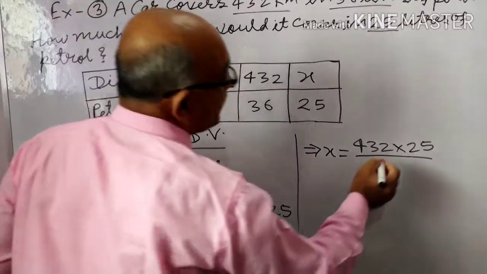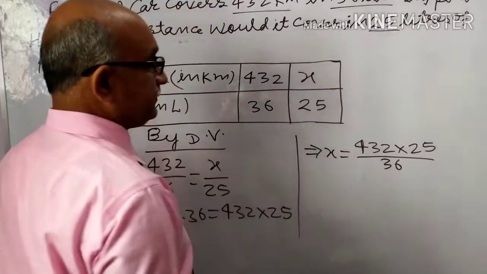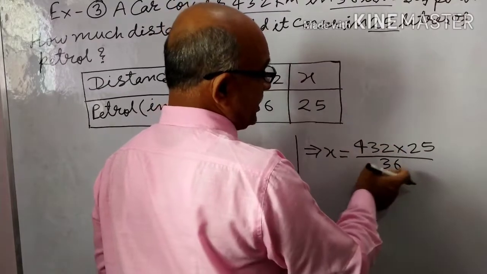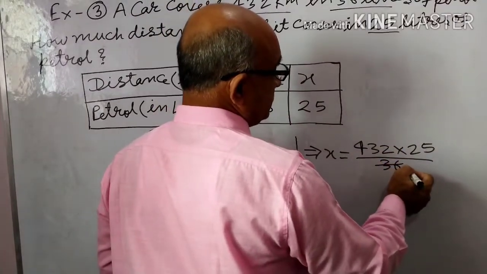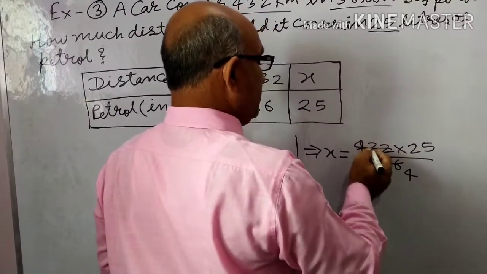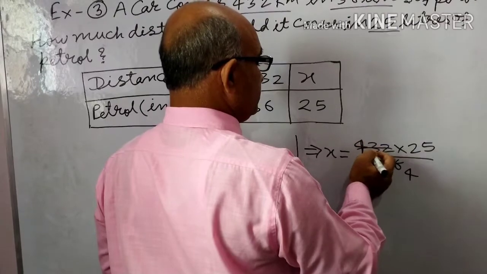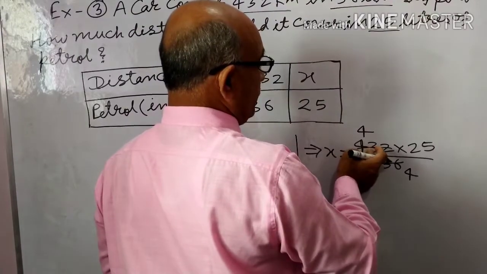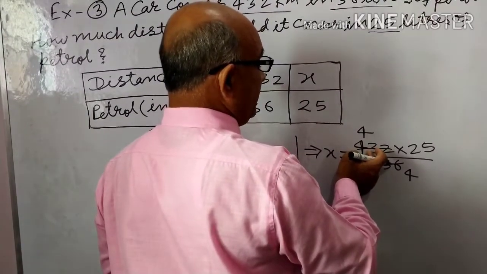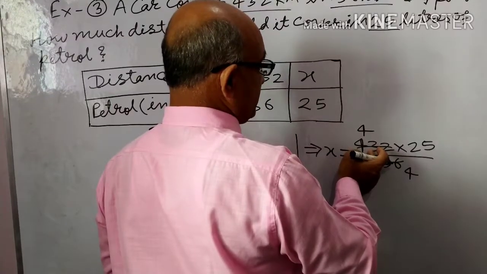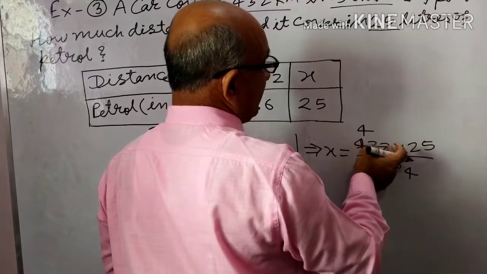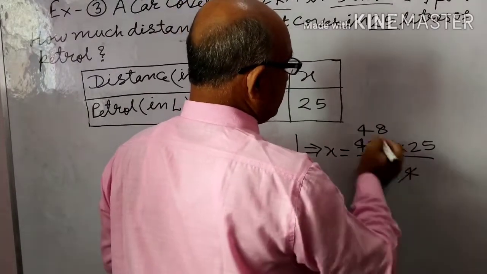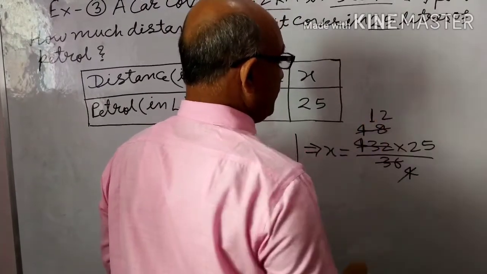36 here, multiplied, by transposition changes into divide. 36 4 times or 9 times also. 4 plus 3 is 7, plus 2 is 9, 3 plus 6 is 9, 9 times. 9 4s are 36. 43 minus 36 is 7. 9 8s are 72. Now cancel. 12 4s are 48.